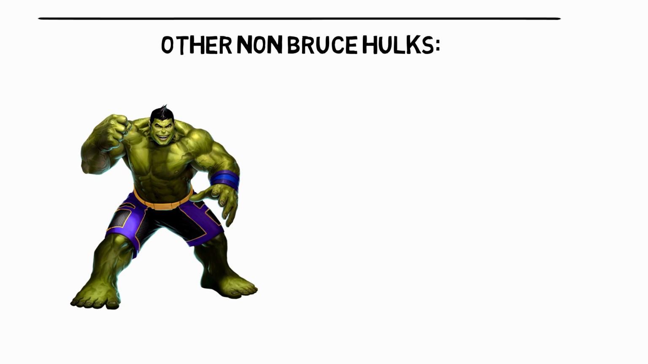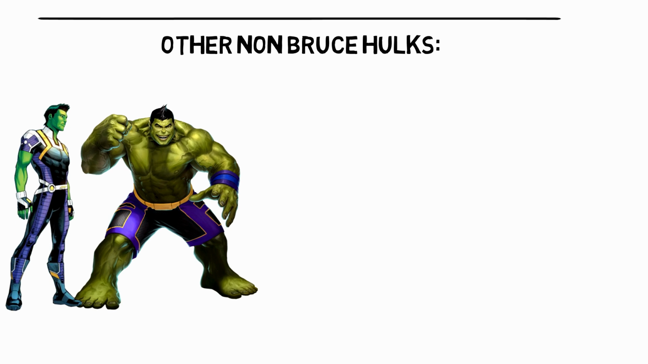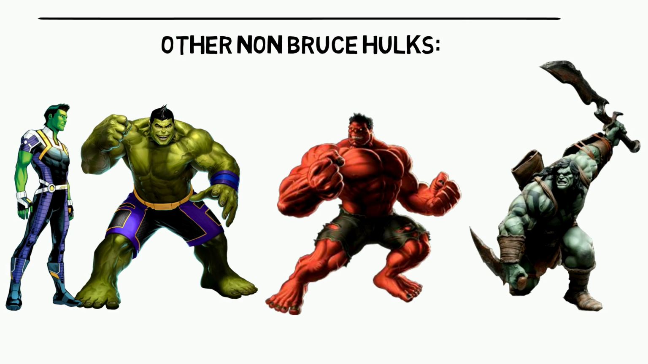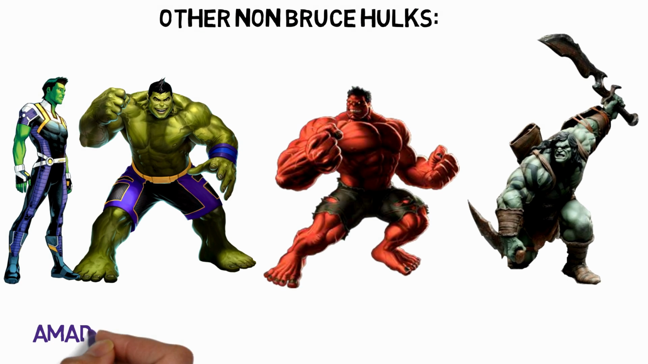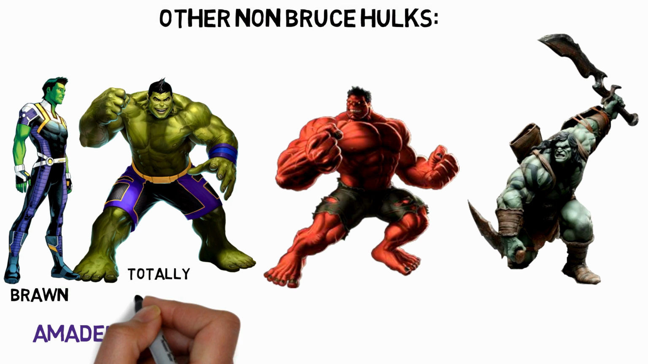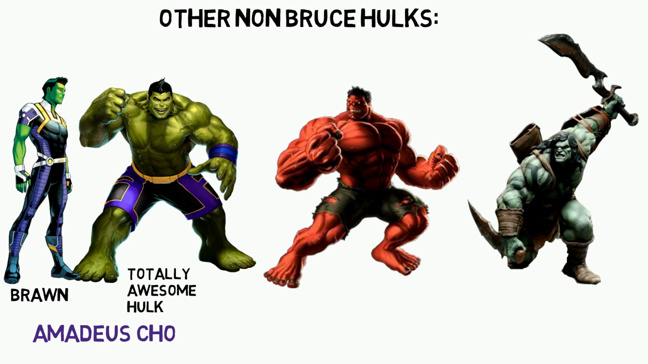Next, we'll just talk about some other non-Bruce Banner versions of the Hulk. First, we've got Amadeus Cho. So Amadeus Cho is a young genius who saved Bruce Banner by absorbing the Hulk radiation into himself, thereby transforming himself into the new totally awesome Hulk.